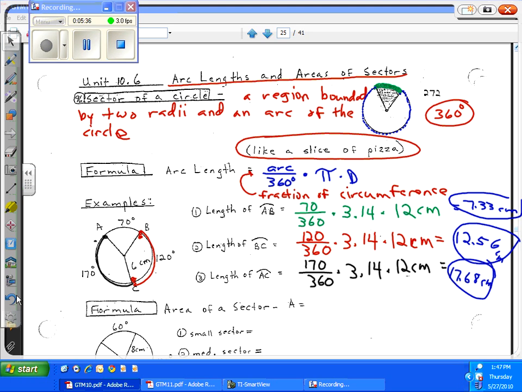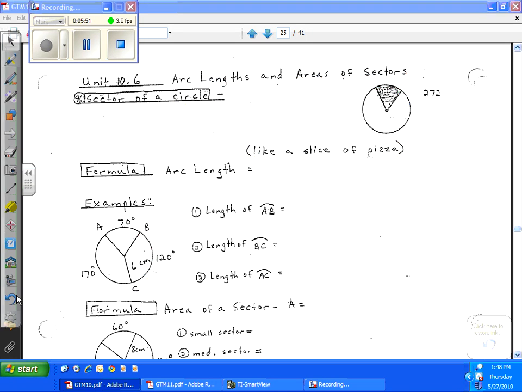So an arc is a part of a circle. To find the length of the arc, you would find a part of the circumference, or a fraction of the circumference. So we put arc over 360 times the circumference formula, pi times diameter. All right.